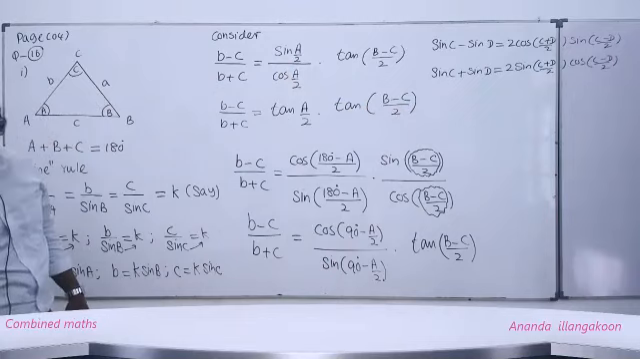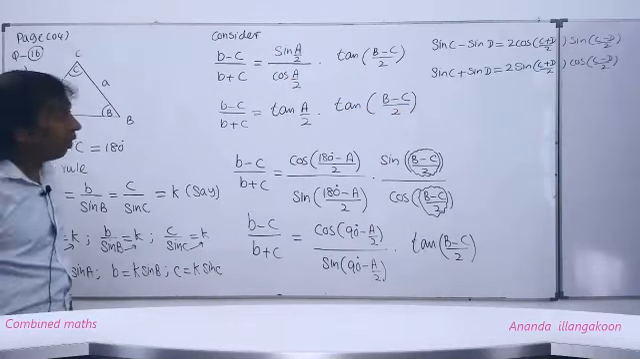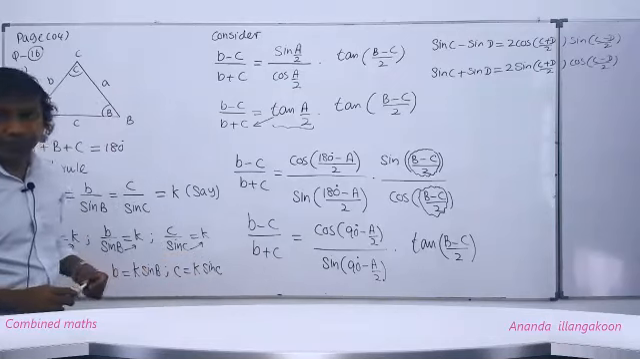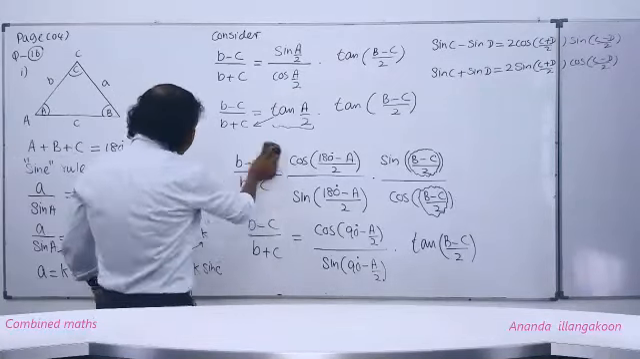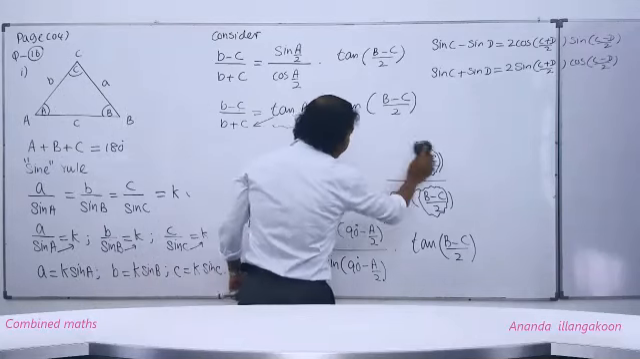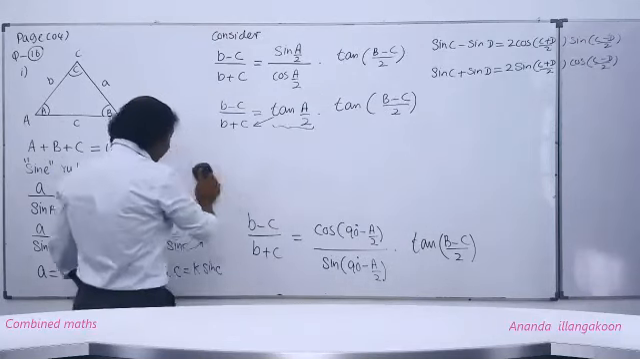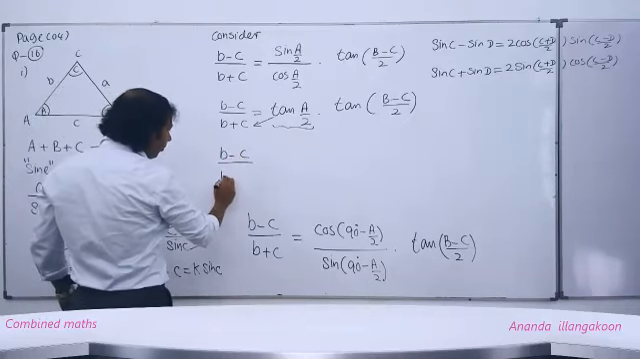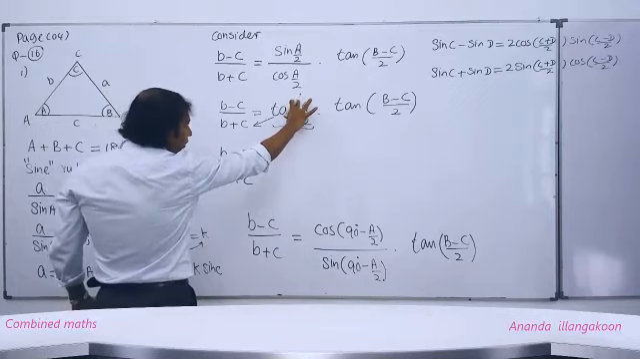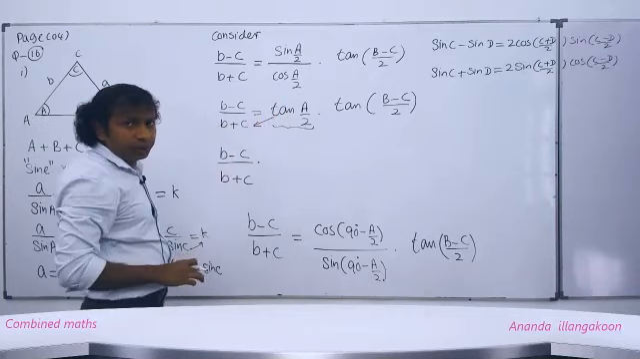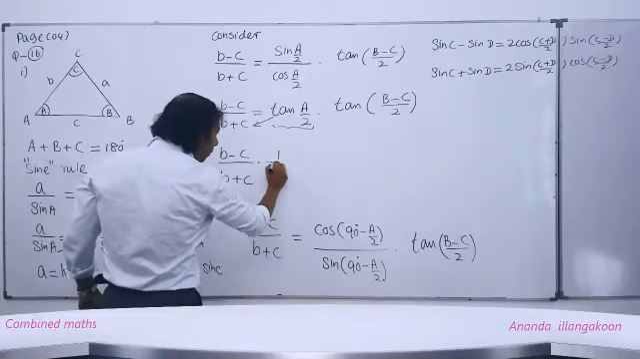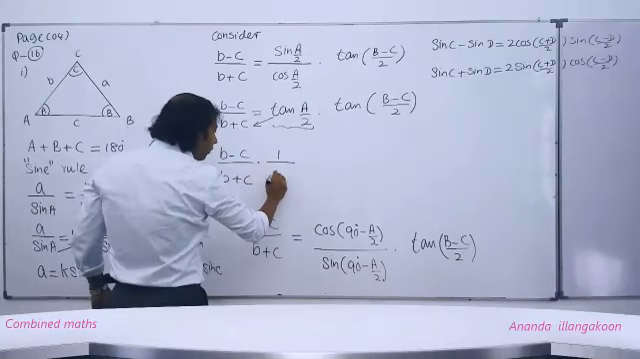Really, what is the answer, people? We have the subject tan (B minus C) by 2. So, the subject is tan (B minus C) by 2, people. I have to bring this tan A by 2 to the left hand side denominator. I'll write this: (B minus C) divided by (B plus C). Once you bring this tan A by 2 to the left hand side denominator, the corresponding numerator will be 1. So then I am going to write it separately like this: 1 upon, once I bring this here, it is now 1 upon tan A by 2.